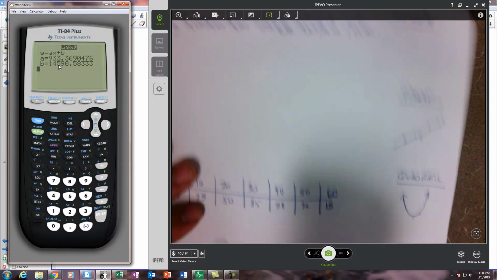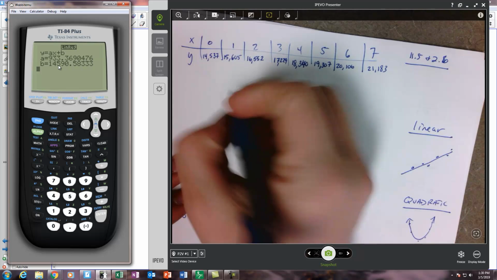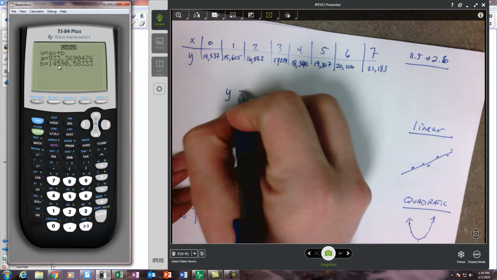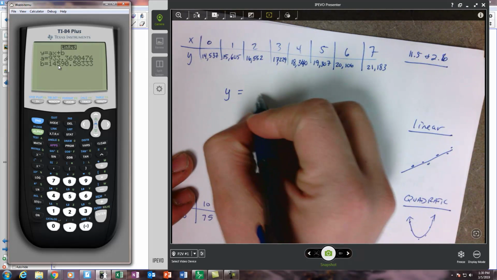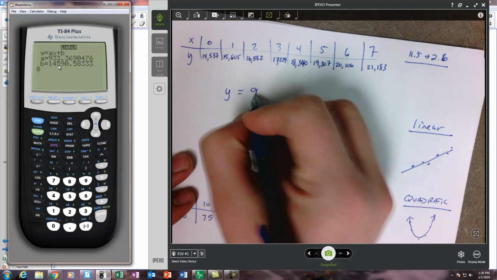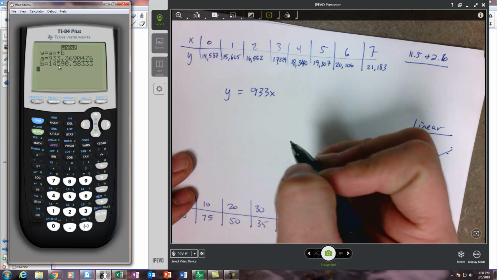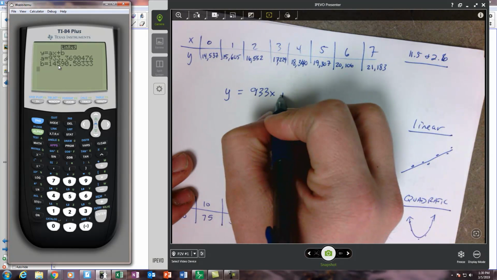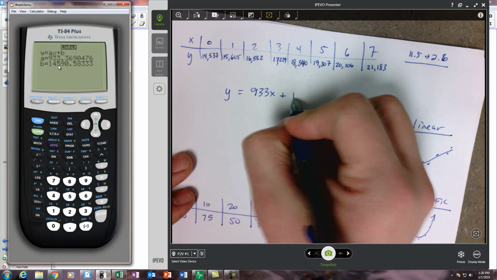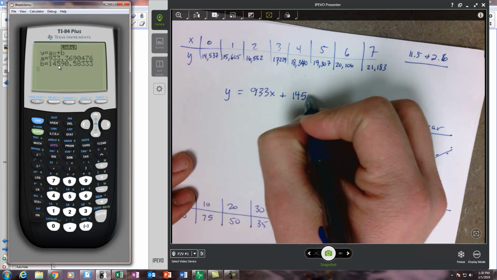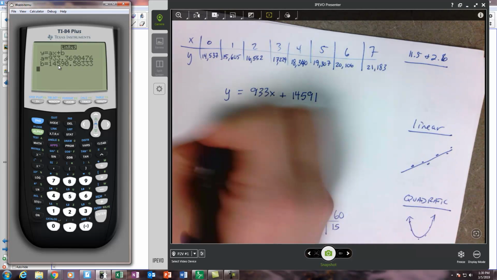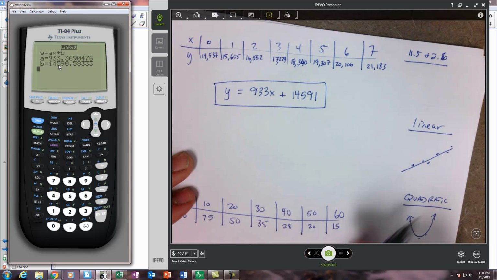So over here, for this one, I'm going to want to write y equals 933x plus 14,591. That's a pretty good approximation of my equation.